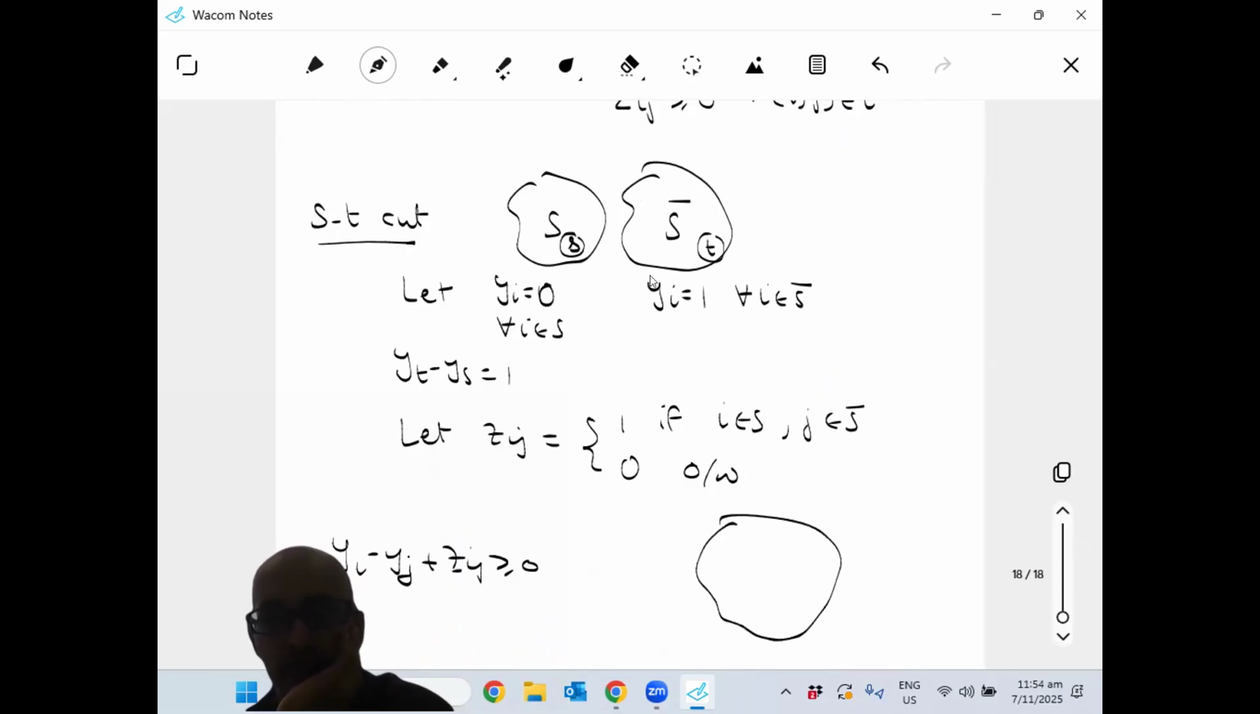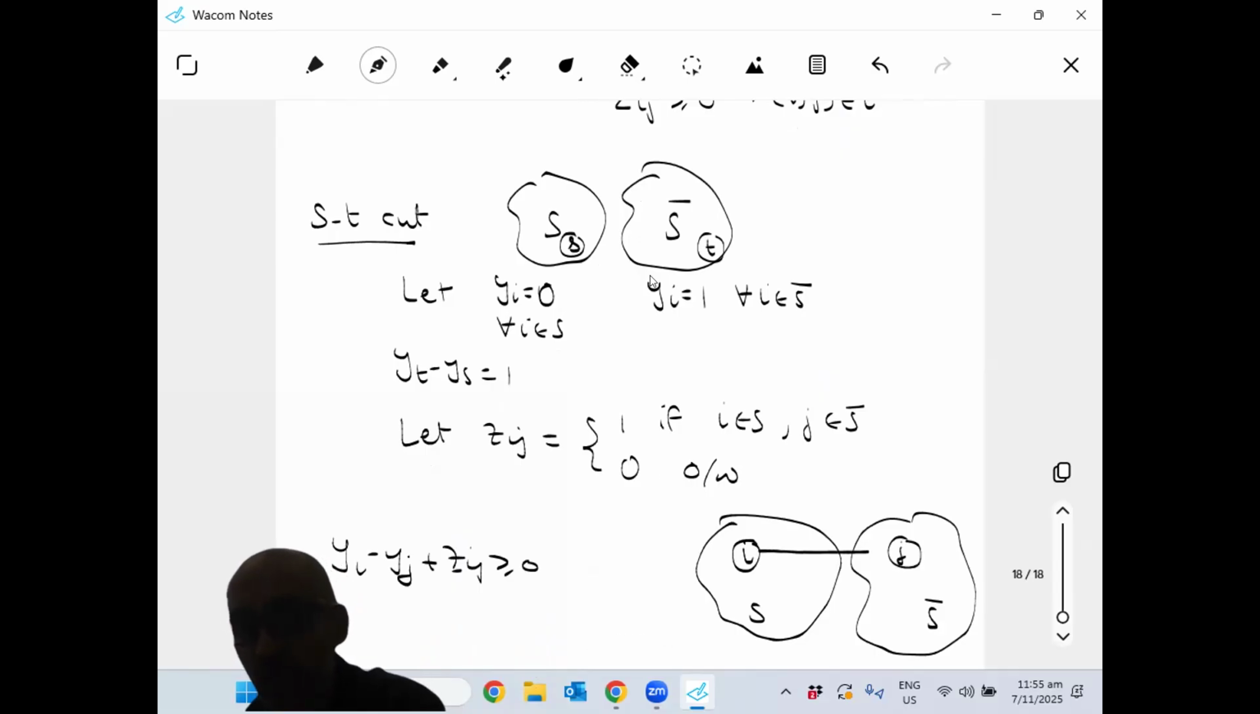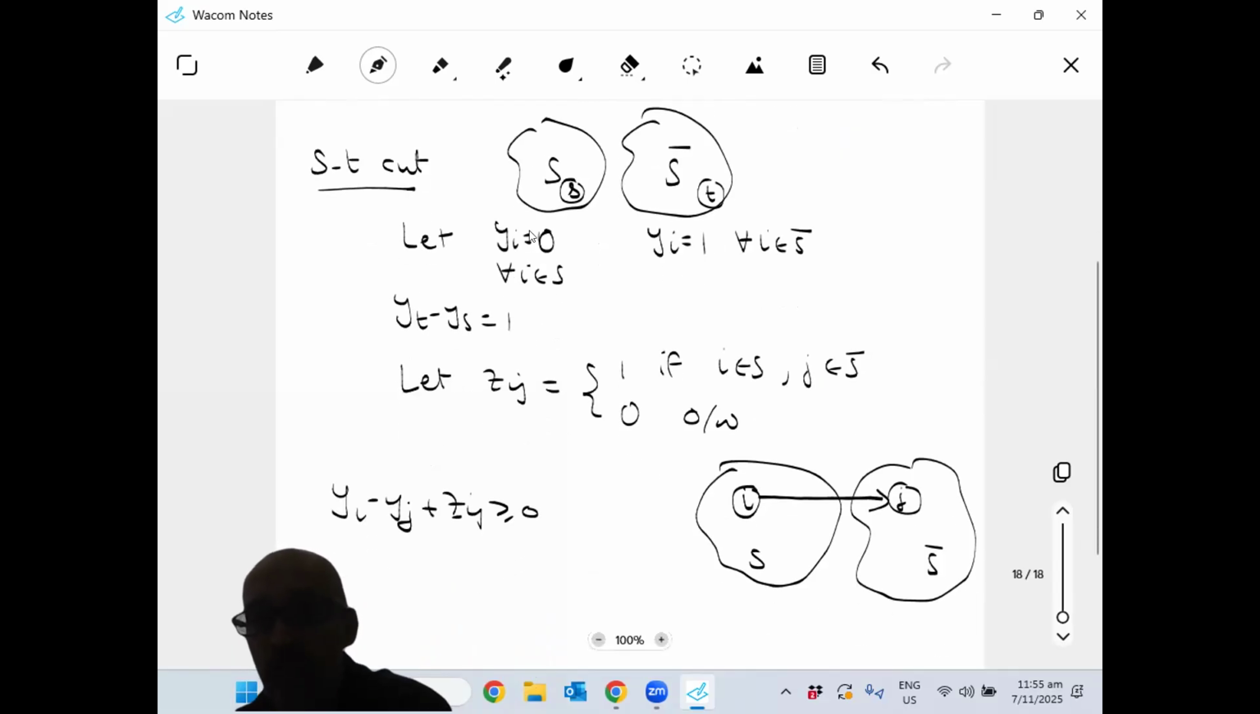There's S, there is S bar. I can be here and J can be here, and I've got a link going from I to J. For this link, what happens? By definition, yi is 0, yj is 1. zij I've defined to be 1 if I go from i to j. So it's 0 minus 1 plus 1, that is 0. So it is feasible for this constraint when the edge goes from i to j, where it's part of the cut.